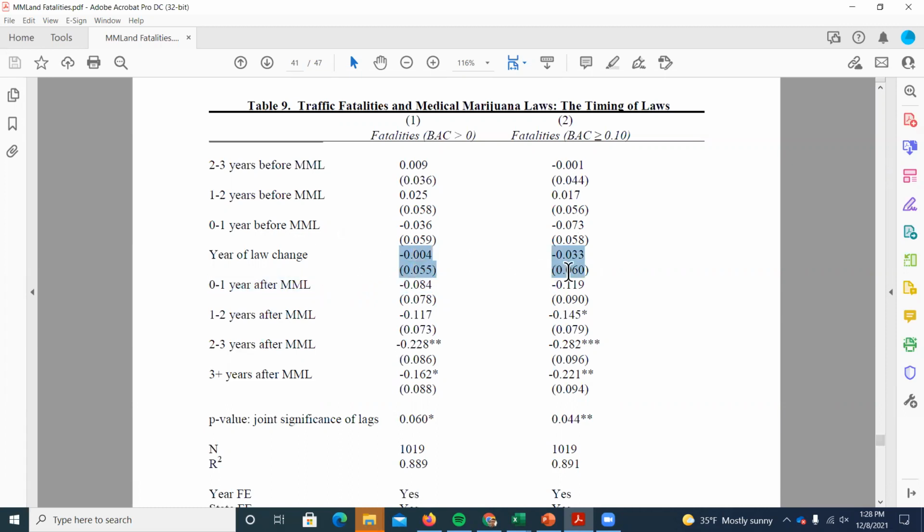The year of the change, we wouldn't expect to see too much, right? A lot of these places may not enact it until halfway through the year, and so maybe we don't pick up any effect there. But then as soon as we start to move from 0 to 1, 1 to 2, 2 to 3, or 3+ years after that law change, you can see that the longer the law change is in place, the stronger the impacts here. So now we've got like negative 0.28, right?